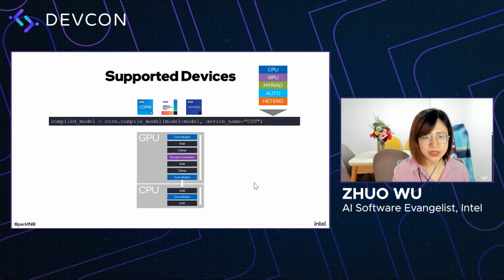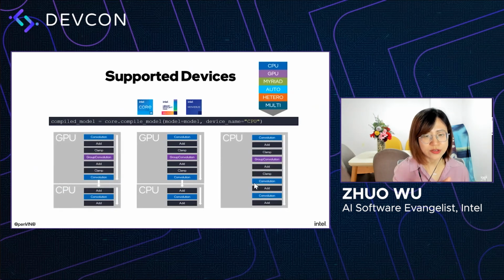And also besides hetero, another choice is multi. It means that OpenVINO can copy your model across devices to increase the throughput. If you have many frames per second, you can schedule some of them on the GPU and some of them on CPU and process them in parallel. So you can see that this could really also speed up your AI inference performance.